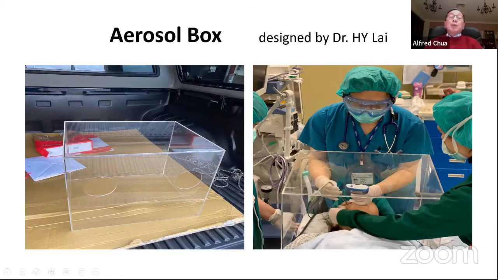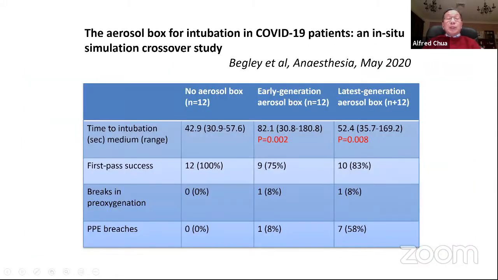Now, the aerosol box or the plastic box was designed by a Taiwanese anesthetist. There's the original design, which basically has holes for the hands to go in, and a later design which incorporated some plastic or rubber material to get a better seal on those holes. The Melbourne group put the early generation aerosol box and the latest model into a simulator test.